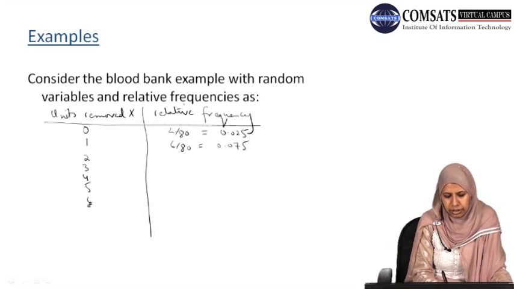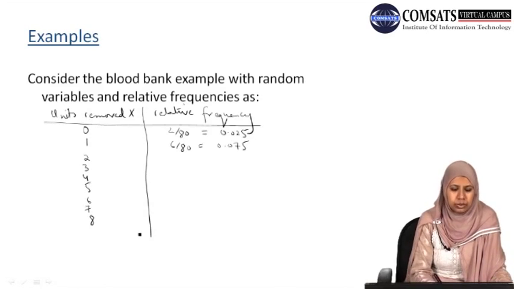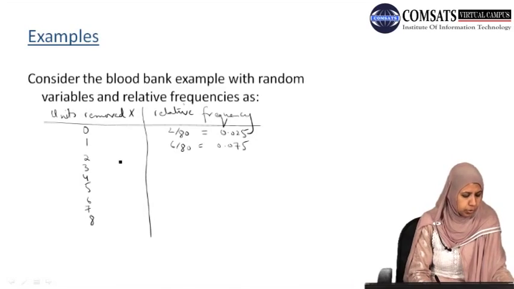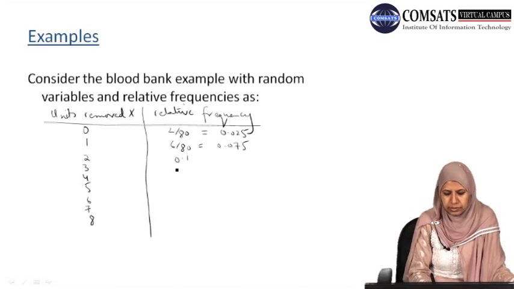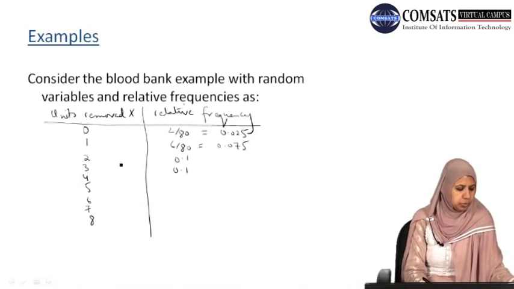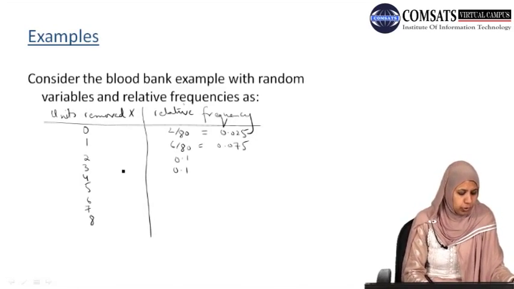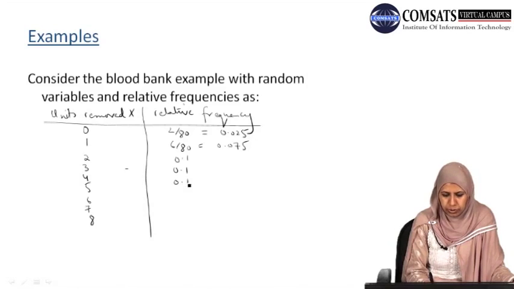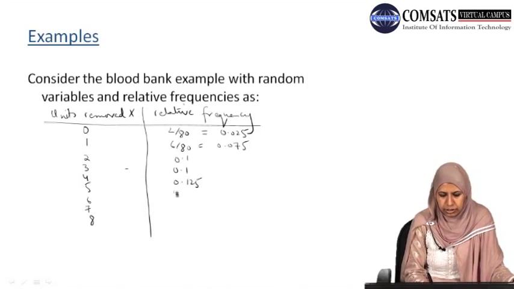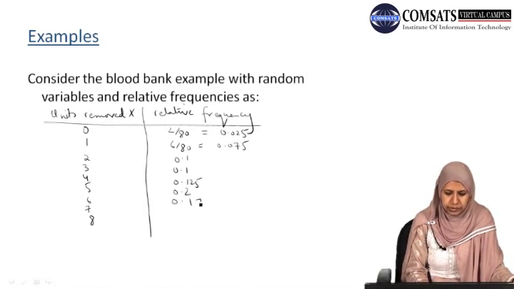And now I simply write the units removed and their relative frequencies. That is, when 2 units are removed, the relative frequency was 0.1, and the same was for when 3 units were removed. When 4 units were removed, the relative frequency was this one, in the case of 5, in the case of 6, in the case of 7, and in the case of 8.